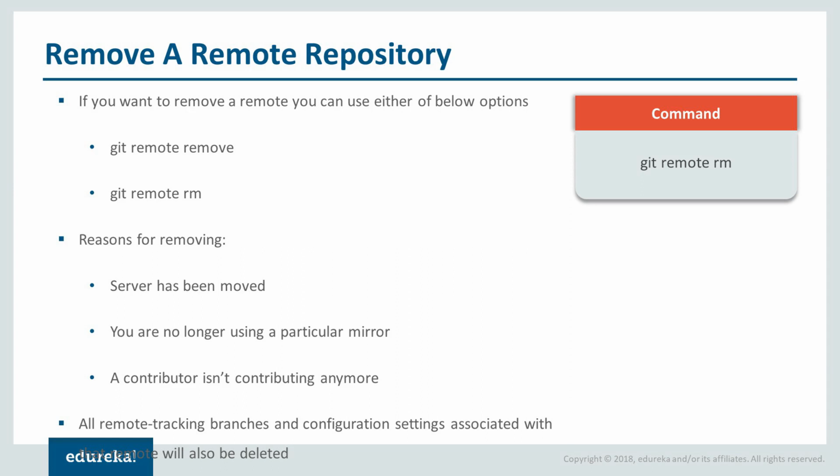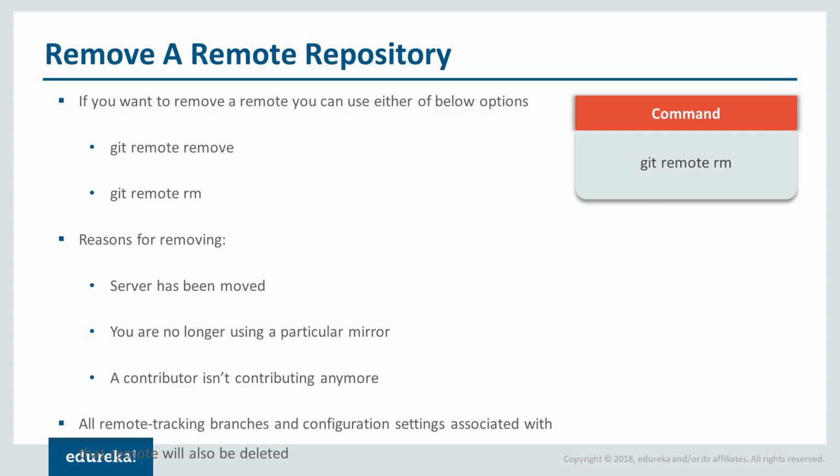In case the server has been moved, then we first remove the remote repository, and then we will add the remote repository again that we saw in the previous examples. The point to note here is that all remote tracking branches and configuration settings will also be deleted for that particular remote repository. So how can we check the remote repository?